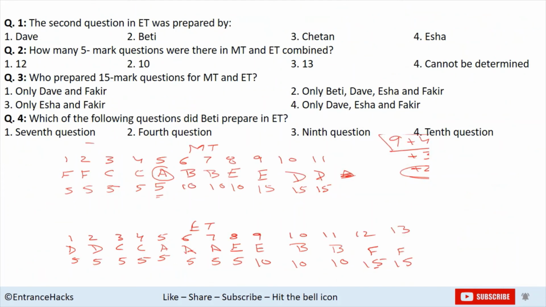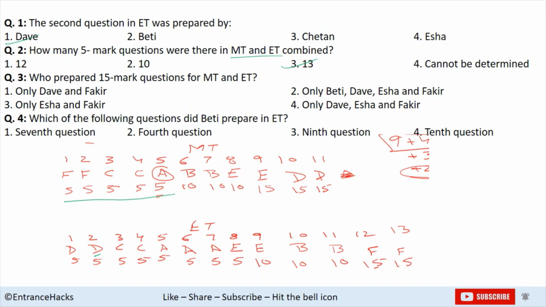First question here is, the second question in ET was prepared by whom? The second question in ET was prepared by Dave. Answer is Dave. Next, how many 5 marks questions were there in MT and ET combined? So there are 5 questions in MT and there are 8 questions in ET. So that means a total of 13 questions.